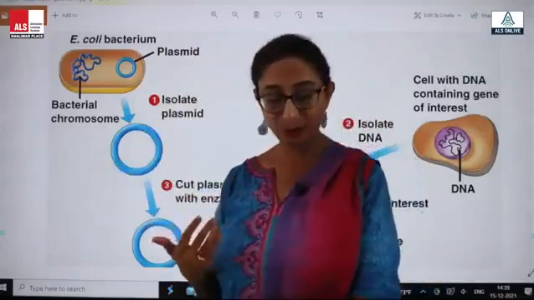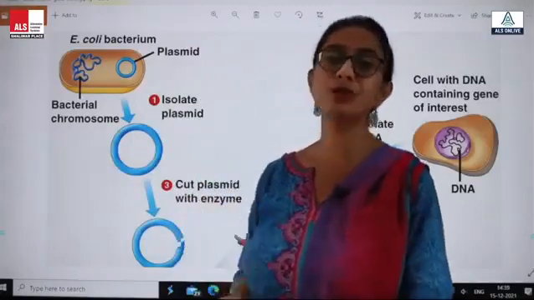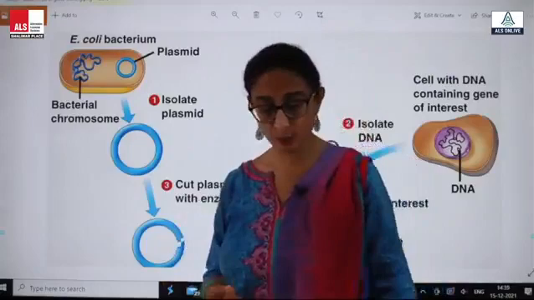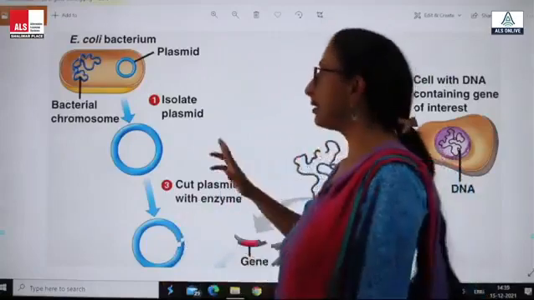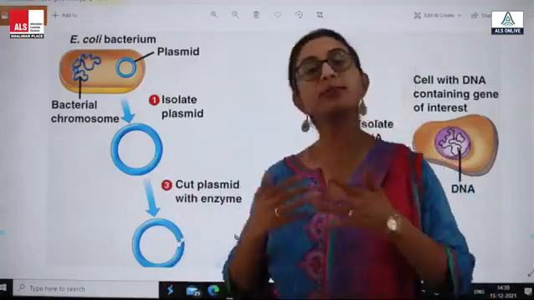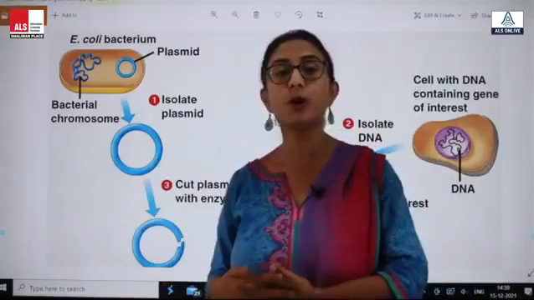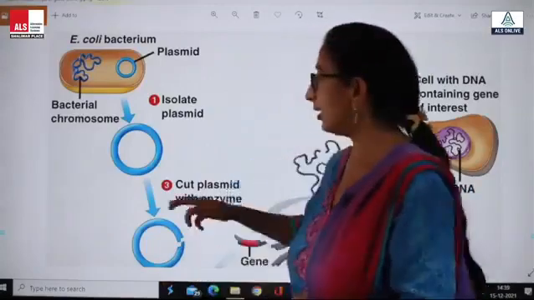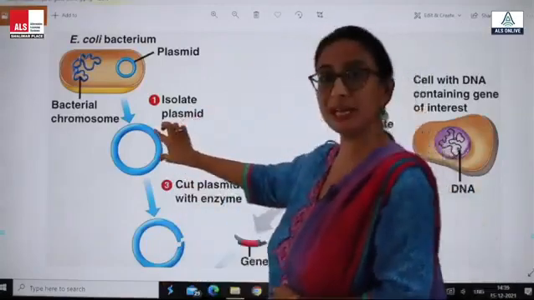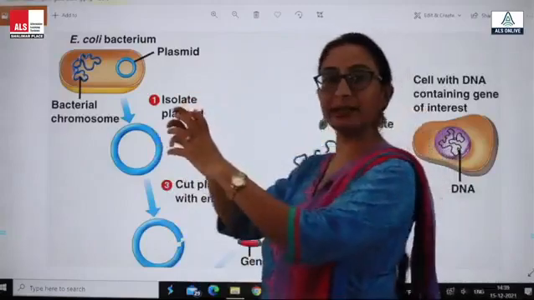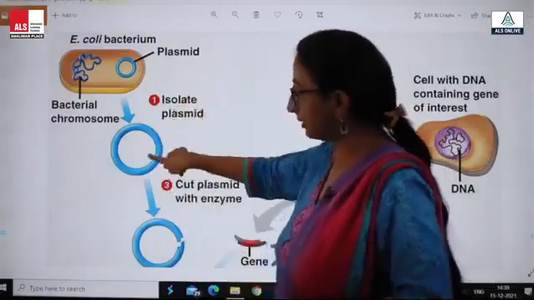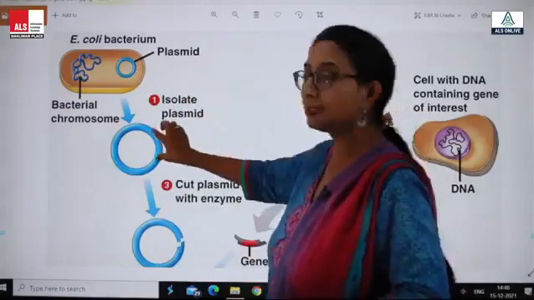We need various enzymes to carry out these functions. First and foremost are the restriction endonucleases. So what are restriction endonucleases? Restriction endonucleases are also called molecular scissors. Say you want to insert a gene into this plasmid. You cannot just take it like this and do it, right? So first you need to cut this, then only you can insert the gene over here.